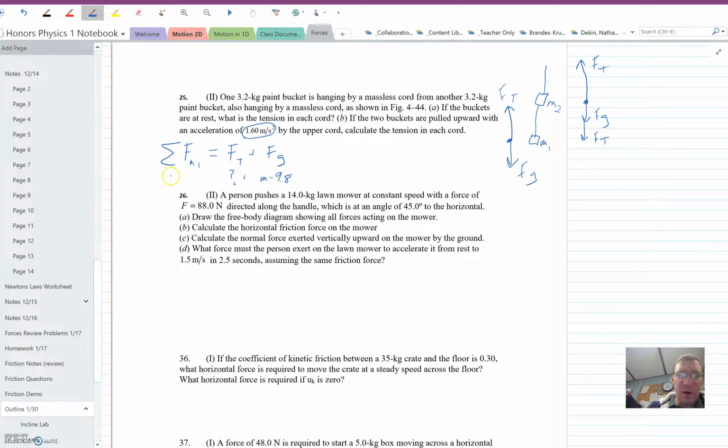but we do know that the mass is going to be pulled up with an acceleration of 1.6 meters per second per second. We do know that mass is 3.2. We can plug that in and we can solve for tension on that bottom rope. Tension on mass 1. Now, that all pertains to this mass right here.